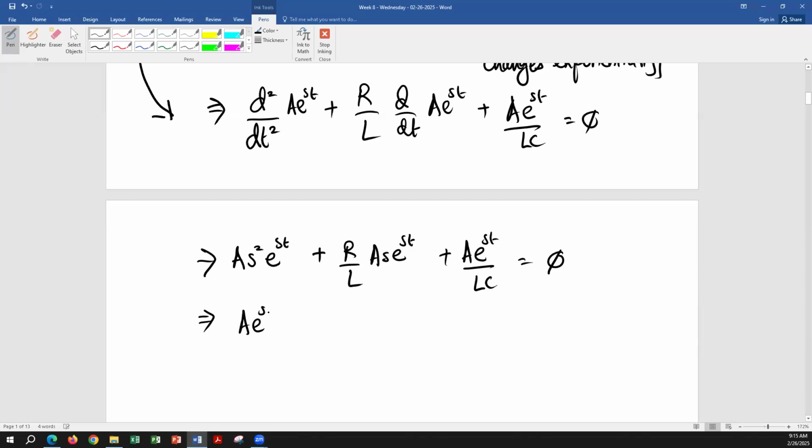A e to the power st is common in each term, so we're going to take it as a common factor. That will leave us s squared from the first term, R over L s from the second term, and 1 over LC from the third term. And this is equal to 0.